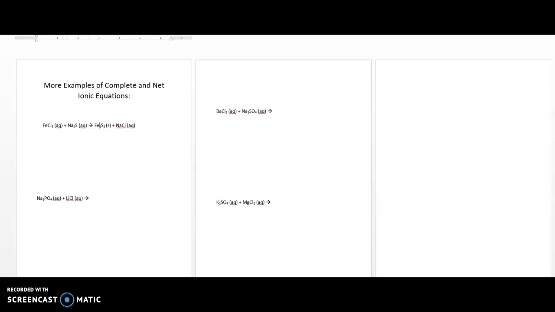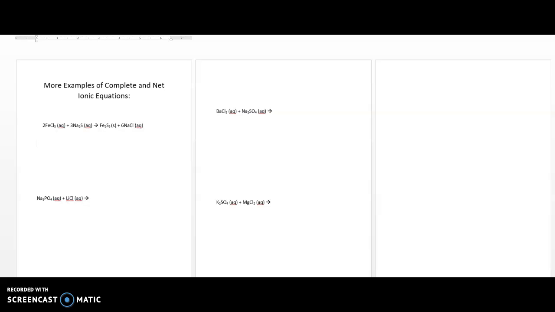So I have 2 iron here, so let's put 2 iron here. I have 6 chloride, so let's make this 6 chloride. 6 sodiums, I need to have 6 sodiums here, so let's make that a 3. Now I have 3 sulfur, 3 sulfur, 2 iron, 2 iron, 6 chloride, and so on.